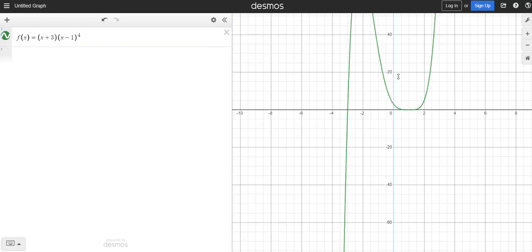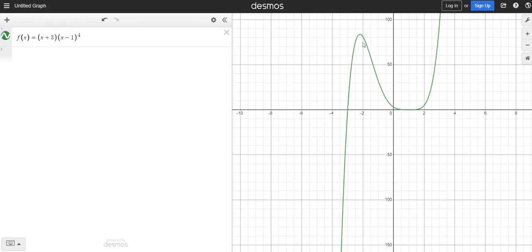Now my vertex is quite a bit higher this time. Here, my maximum rather. But notice there we are at 1, 0. It's got that kind of a flattened vertex shape that we've come to expect from our even powers. The overall degree of the function is odd, but that x minus 1 had an even power on it.